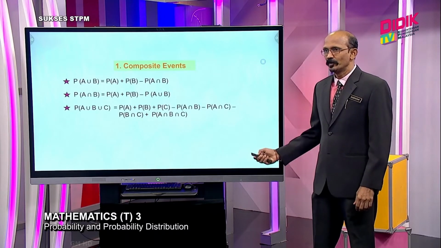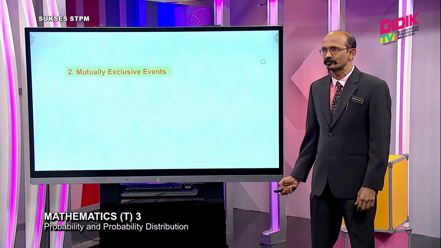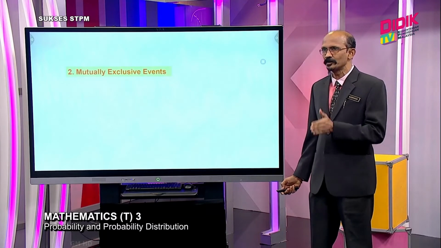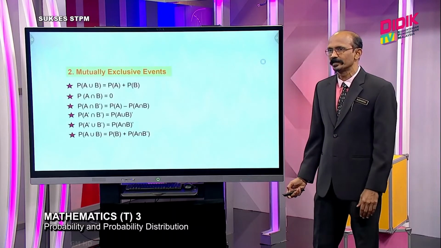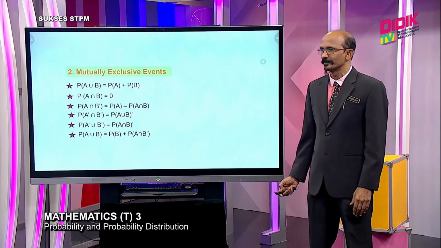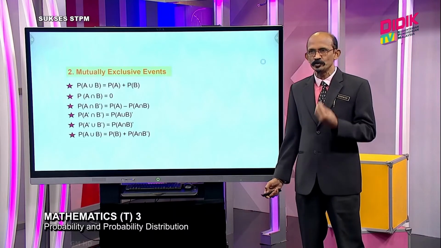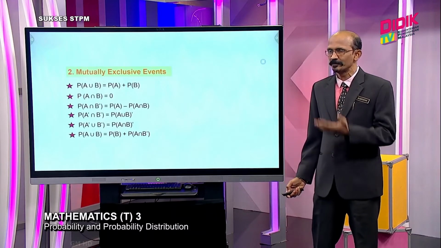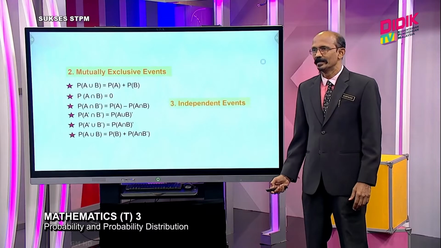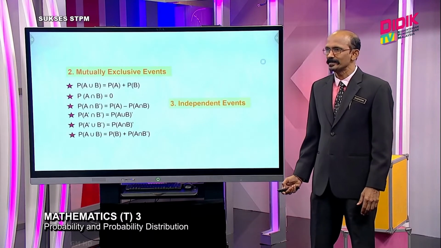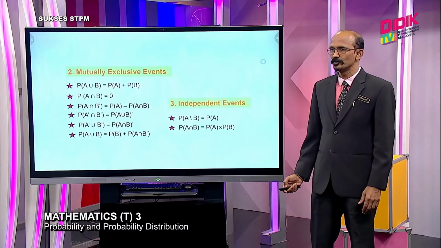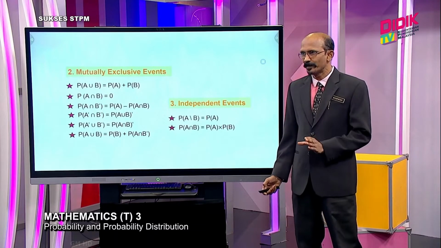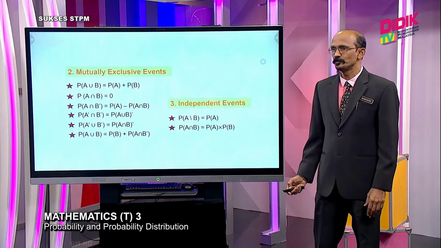Next one is mutually exclusive events. Students should be able to explain what mutually exclusive events are. Here we got altogether 6 different formulas, which you should be able to use in the context of the question. Later we will see in examples. Our third event is independent events. Here we got 2 formulas which students should be able to interpret and use well according to the situation.